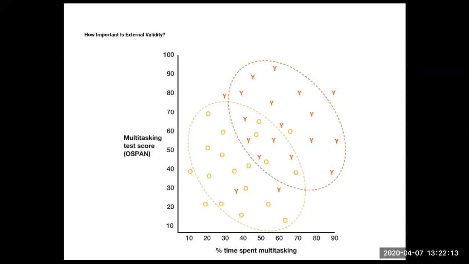Well, here we can see, looking at this question, we're looking at multitasking, again, as the OSPAN test score, and we're looking at the time spent multitasking. Here we see that most of these, we have responses in O and Y. So these are two different types of people that are answering it. If you aren't sure what O and Y stand for, or if you think you know, I'll give you a second to try to guess, and then I'll tell you the answer. O stands for old, and Y stands for young.